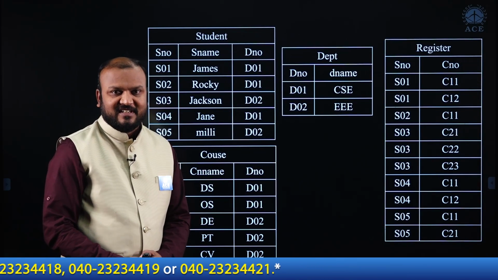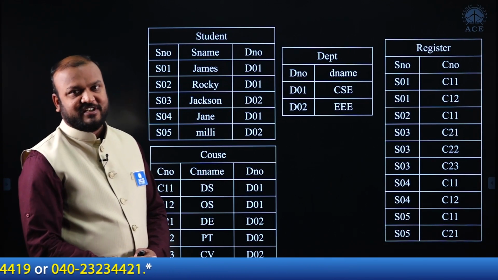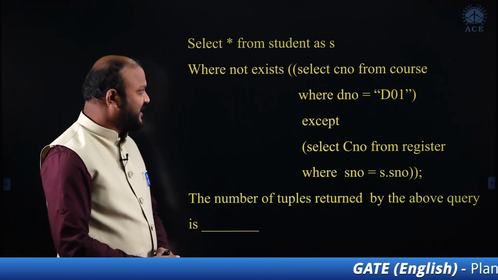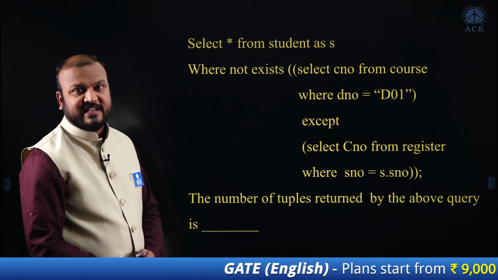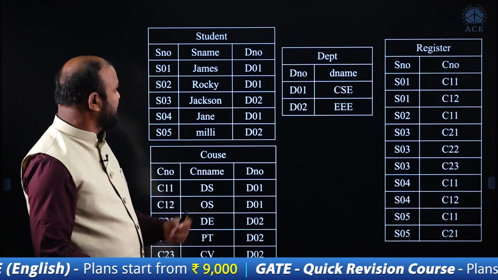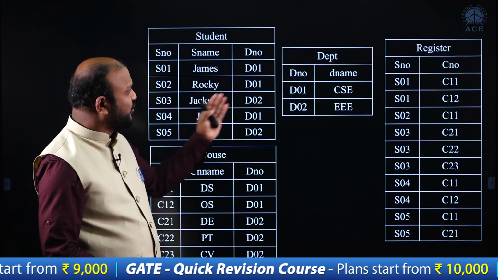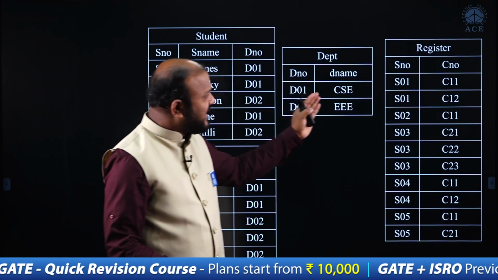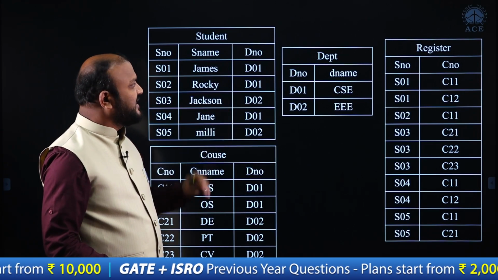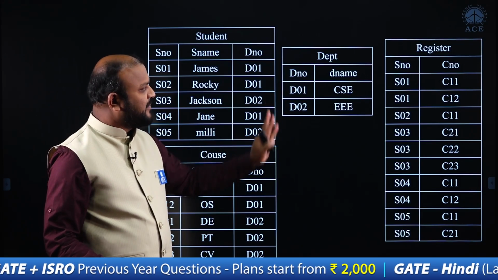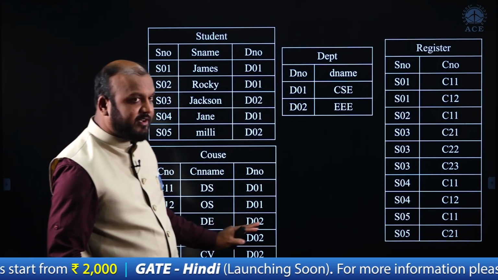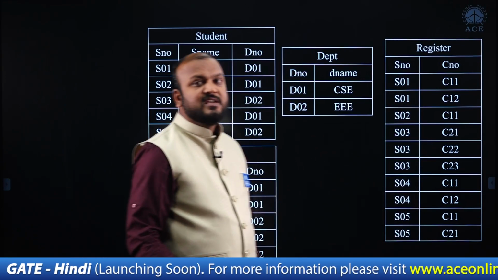Here it is a question based on the concept of structured query language and its subconcepts like nested query, correlated query and exists clause, and also set manipulation operator. Here you look at what is given in the question. In the question they have given 4 tables: student, department, register and course. Details of students are in the student table, department details in the department table and course details in the course table. If a student registers for a particular course, that information is in the register table.